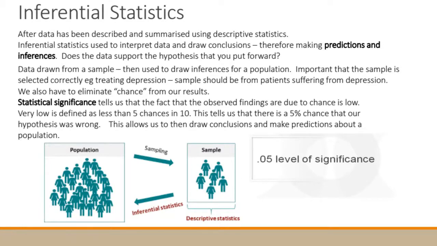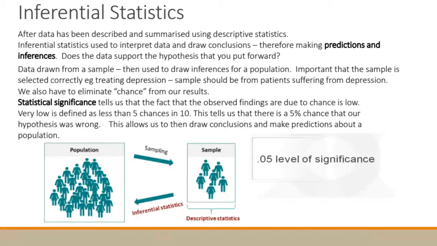And we end up with what we call statistical significance. That tells us that the chance that the observed findings are due to chance is low. We need to rule out that this is due to chance, so that it's an actual experiment and the results of our experiment are accurate. So you determine the statistical significance, and very low is defined as less than 5 chances in 100. This tells us there's a 5% chance that our hypothesis was wrong. It's important to understand that level of significance. When you get further into your research, you'll see people talking about the level of significance. It's basically eliminating chance from your results.